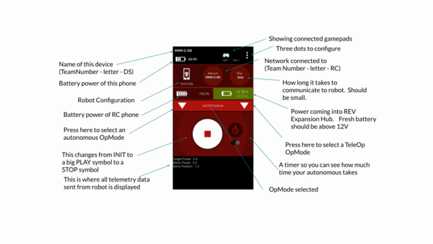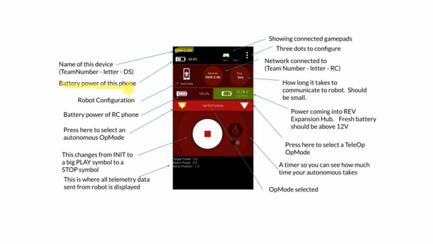Here you can see our driver station interface. You can see many different pieces of information about the robot here. In the left-hand corner is the name of the device, and below it there's the battery power of this phone. This is pretty important when you get to competitions. This is the robot configuration and the battery power of the RC phone.